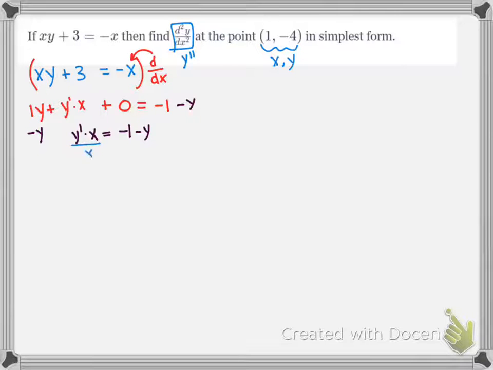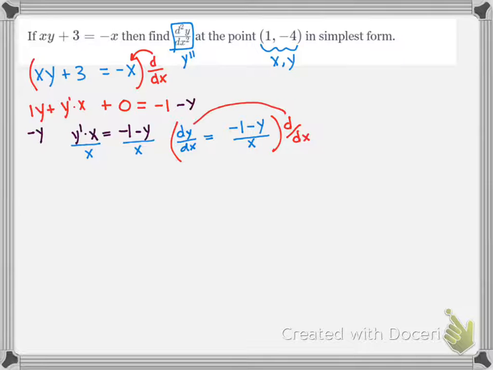We'll divide by x and get our first derivative, dy dx, equals negative 1 minus y over x. Well, if we wanted the second derivative, then we would take all of this and find the derivative with respect to x.